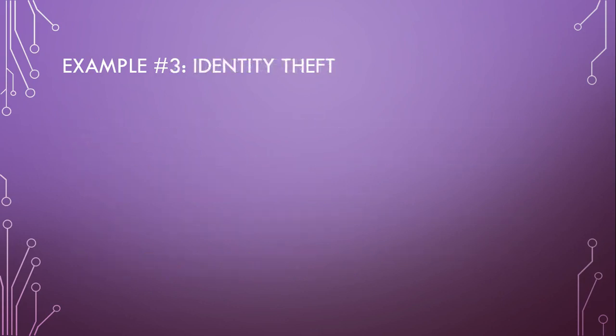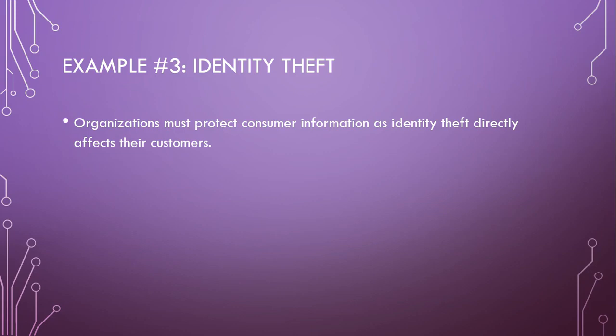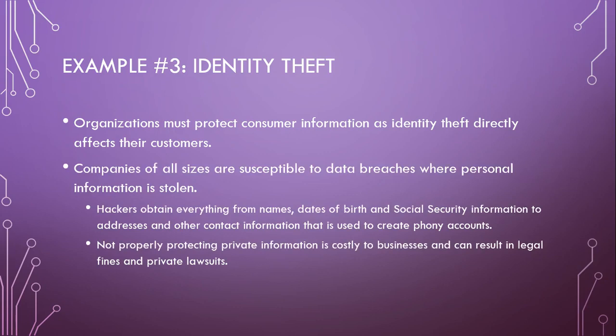All right, example 3 is that of identity theft. Organizations must protect consumer information as identity theft directly affects their customers. If you're not familiar with the concept of identity theft, that is literally where your identity, like your name, your personal information, social security, gets stolen, and then people set up false accounts in your name. All right, companies of all sizes are susceptible to data breaches. A data breach is where the personal information that stores customer information, such as name, address, social security, that's stolen. It's not a good thing to be in the position of.